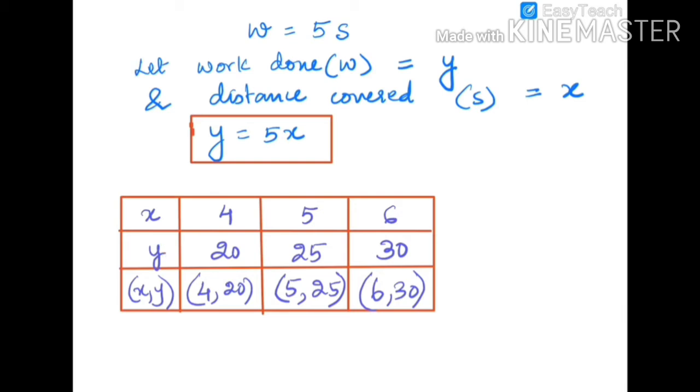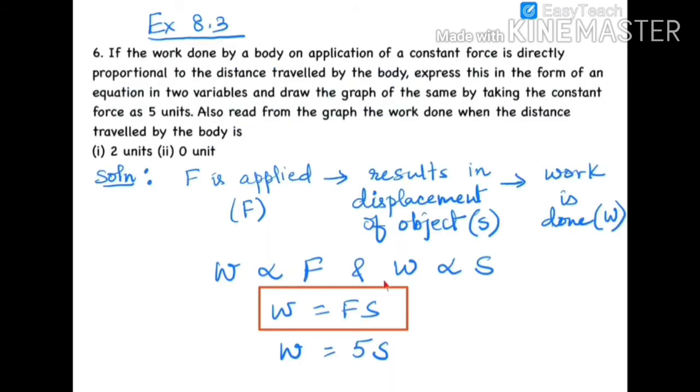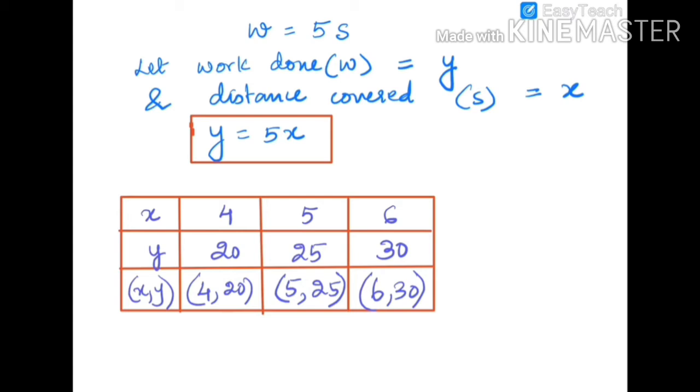Similarly, Y represents work done. Now work done can be negative because the actual definition of work done is force into displacement, and displacement can be negative. However, according to the question, this work done depends on the distance travelled. So, in this case, work done will not be negative. So, we need to show only the first quadrant to plot these points.